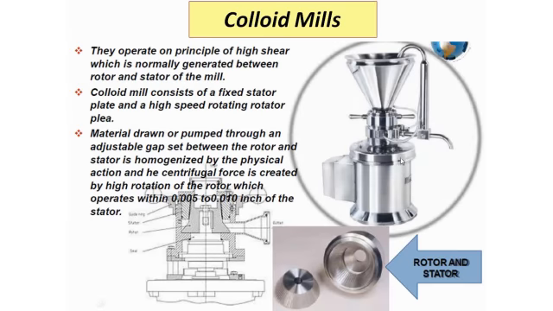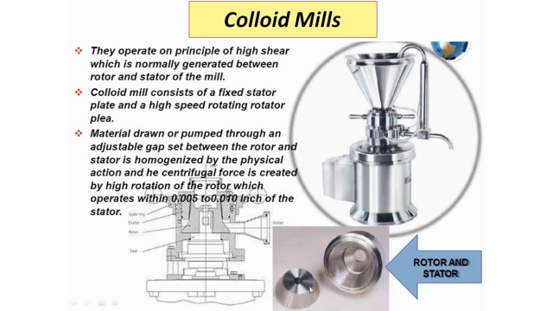So this is a colloid mill. It operates on the principle of high shear, which is normally generated between the rotor and the stator of the mill. Rotor, you know what is rotor? It is the moving part. So this is the rotor, right? And the bigger one is the stator, right? So the colloid mill consists of a fixed stator. This is the stator, it will be within this, and this is the rotor, it will move, right?